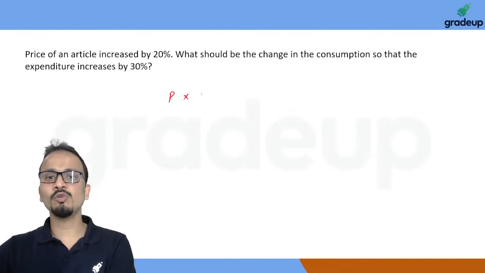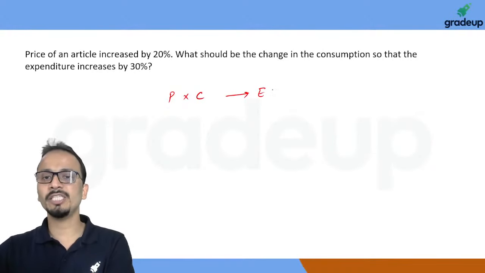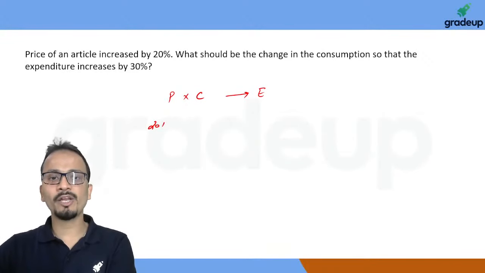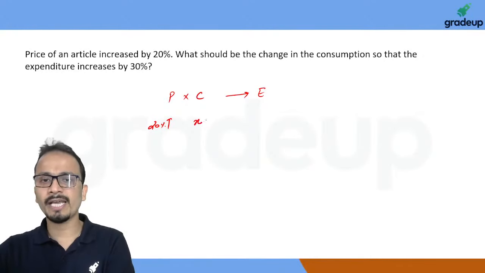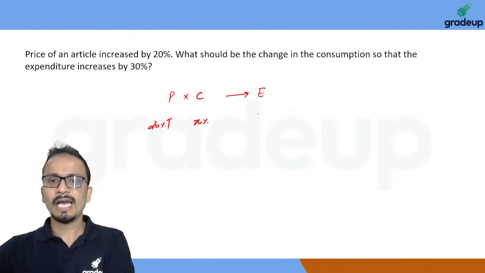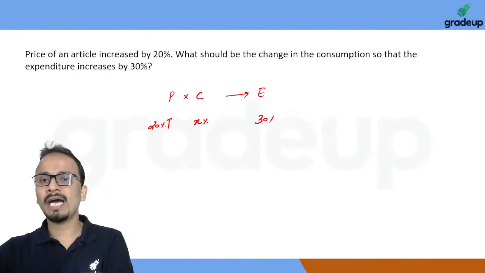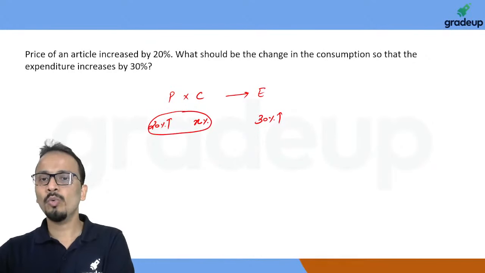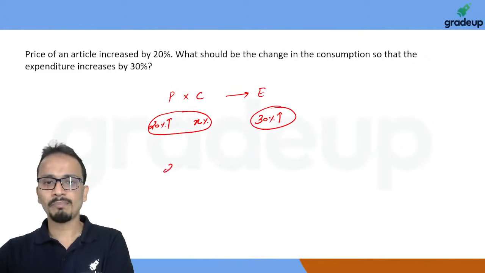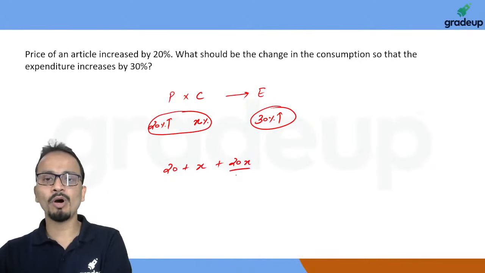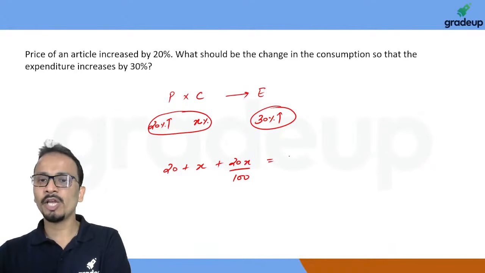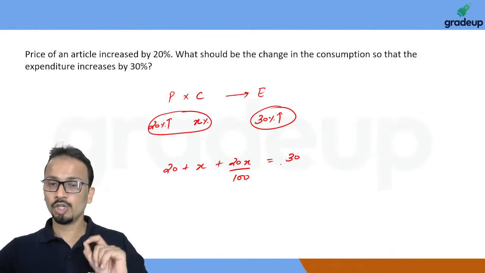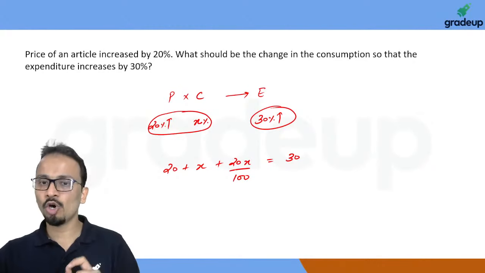So it is price into consumption equals expenditure. So the price has increased by 20%. I'll assume that the change in consumption is X percentage. And the net change is given to me as 30% increase. So I can say that the resultant of these two will be equal to 30%. So I'll apply the formula 20 plus X plus 20X upon 100 and equate it to plus 30. Be careful with the signs in all these questions.